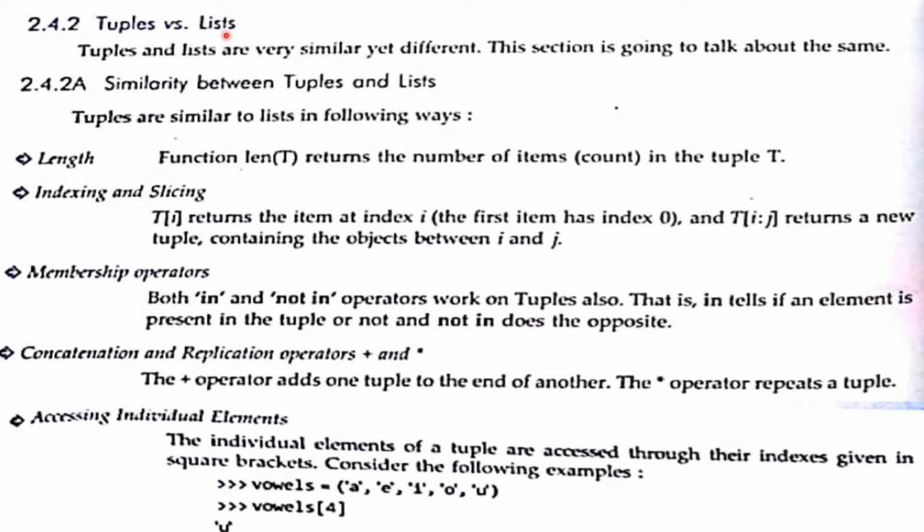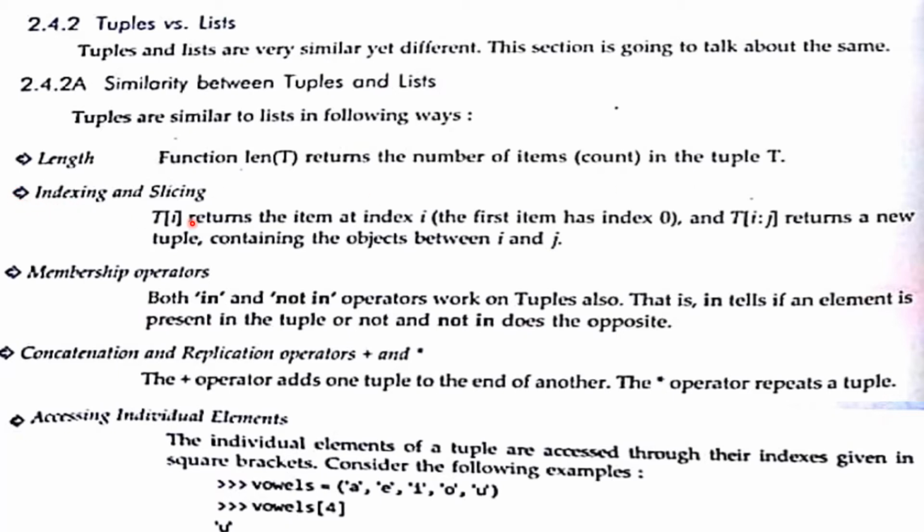Next is tuples with lists. Here first of all we will see similarities between tuples and lists. Tuples are similar to lists in the following ways. We had the length function in list, and we have the length function in tuple also. So the length function returns the number of items present in the tuple. That is the same as we have seen in the list.